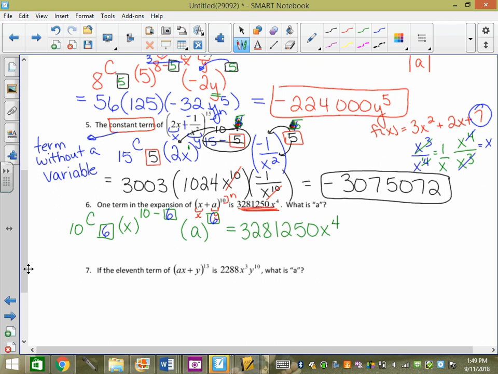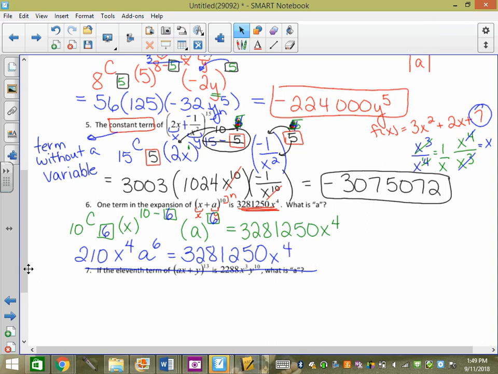Okay, now we actually have to solve for a in the end here. So we'll see. What's 10c6? We're just going to go like this. I don't really care about that. What's 10c6? 210. X to the 4, a to the 6 equals that. What's great is I can actually divide an x to the 4 off both sides because both sides have it. Divide x to the 4. It goes away.